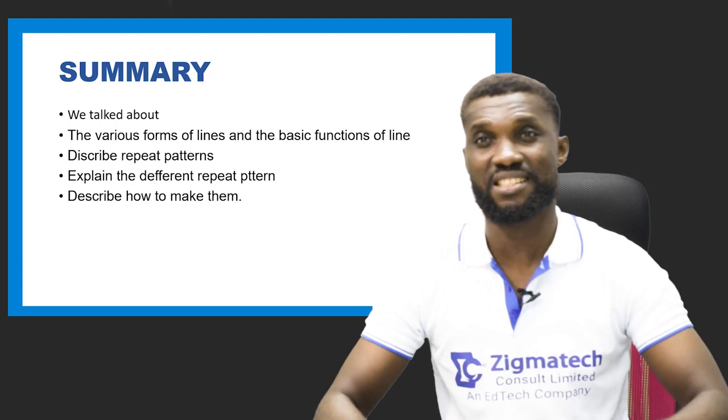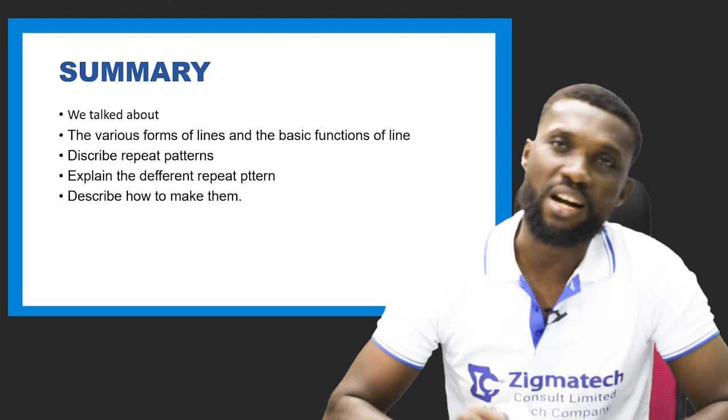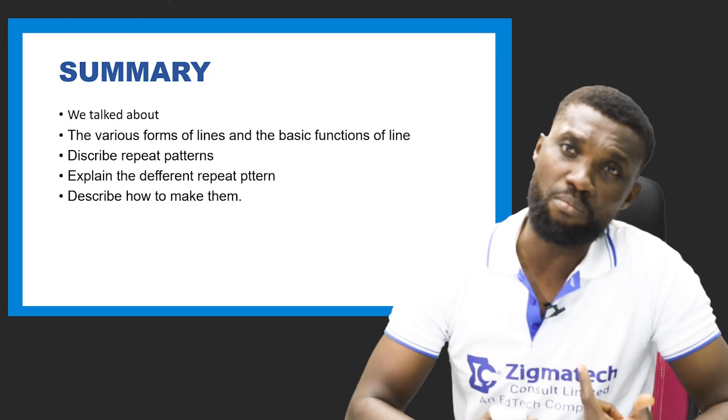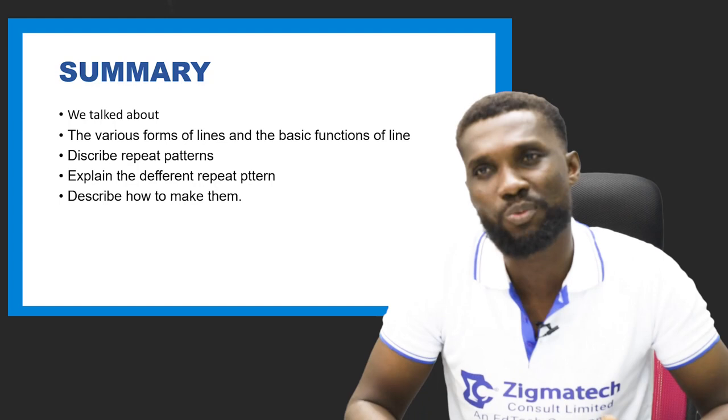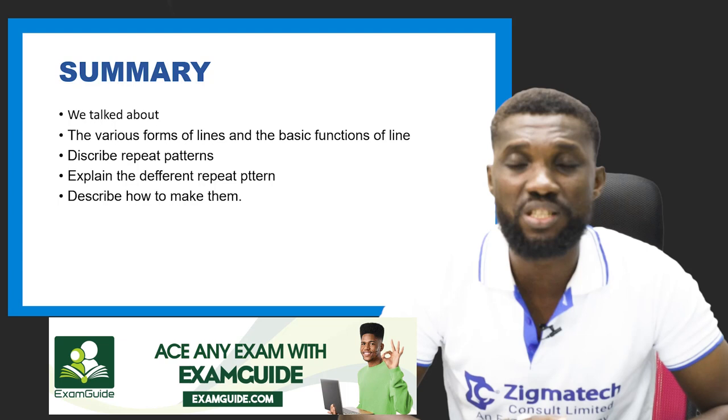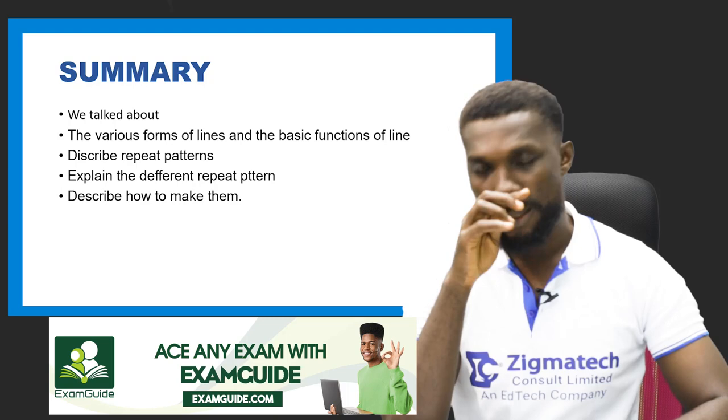All right. So having said that, let's do a quick rundown of everything we've learned in this topic. First, we talked about the various forms of line and the basic functions of line. Then we talked about motif: we defined motif and talked about the origin of motif. Then we talked about what a repeat pattern is. We described repeat patterns, explained the different repeat patterns, and then described how to make a repeat pattern. That is exactly what we talked about in this class. And then we focused on making the all over repeat pattern, for which we used the dog.